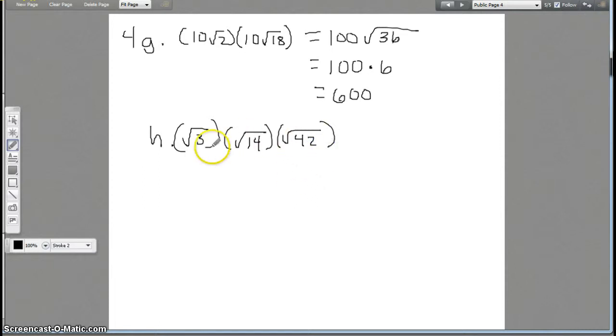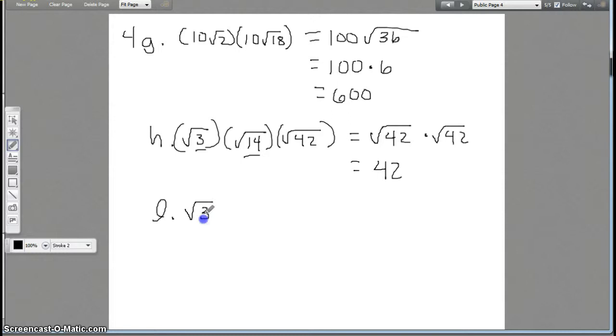Okay, when you're looking at this, 3 times 14 actually is 42. So we can look at this as square root 42 times square root 42. Anytime you multiply a square root by itself, what you get is the number inside of the square root, so the answer is actually 42.